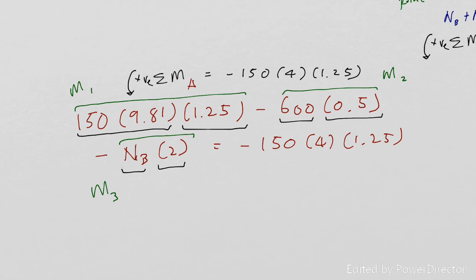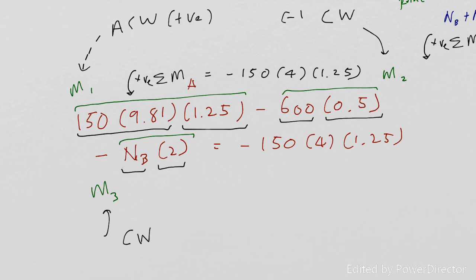So now take a look at this whole equation. We only have one unknown. Okay, so now that will be anti-clockwise for M1. M2 will be clockwise, and M3 will be clockwise as well. So that's why anti-clockwise is positive, clockwise is negative. That gives us the positive and negative symbols in our equation.